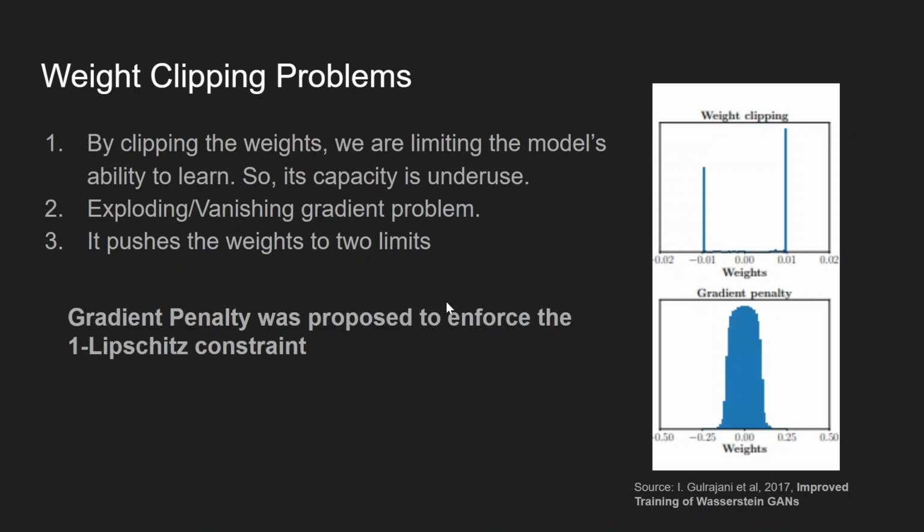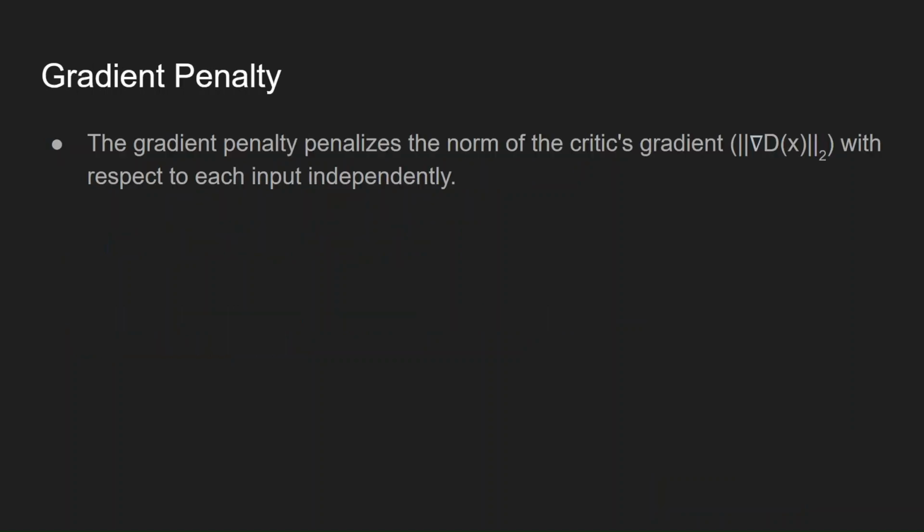So that's why this paper, Improved Training of Wasserstein GAN, proposed this gradient penalty method in order to enforce that one Lipschitz constant. Now let's talk about the gradient penalty. The gradient penalty penalizes the norm of the critic's gradient, which is this. It's like the L2 norm of the critic's gradient with respect to each input independently.